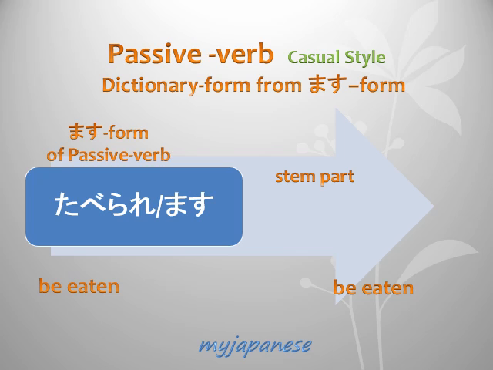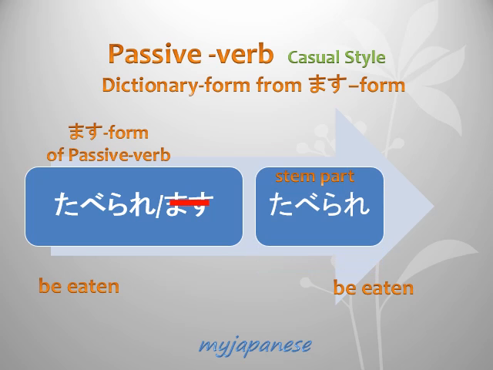We learned that passive form, also called passive verb, conjugates as group 2. Now, let's make dictionary form. Omit the masu from masu form and add the る to the stem part. 食べられる, be eaten. This is the dictionary form of passive verb. It is present affirmation, casual.